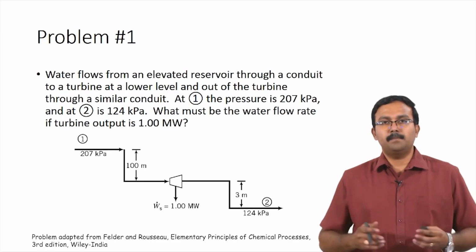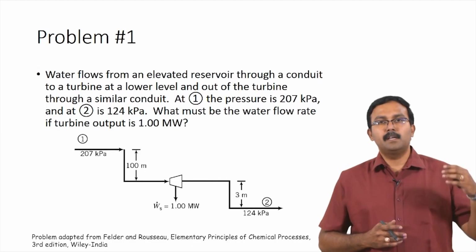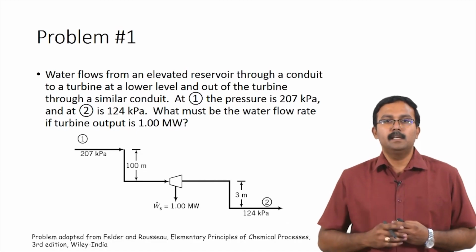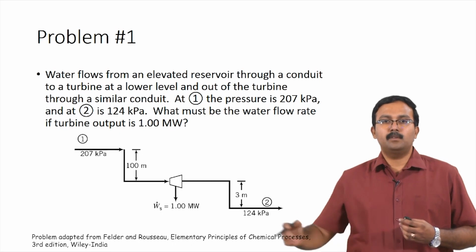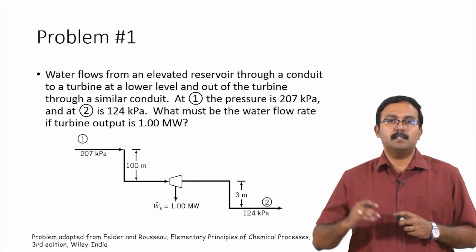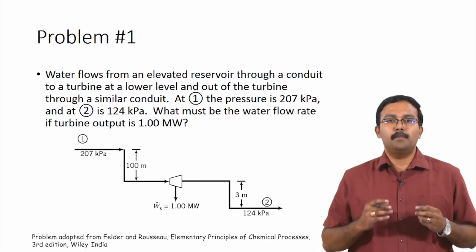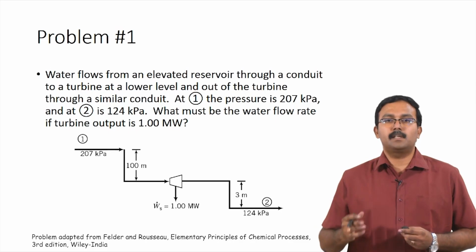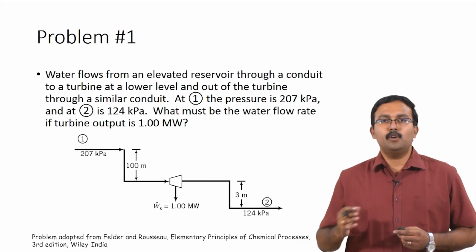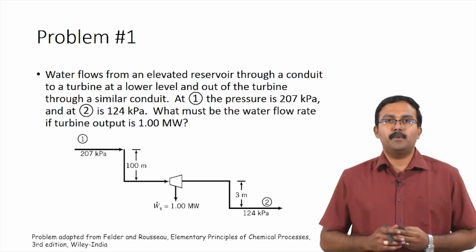So the setup is given. You have point 1 which is at an elevated level. From here the water flows down to the turbine and then it again falls back to the second point. So you have an initial drop of 100 meters and the second level of drop is 3 meters. You also have been given that the shaft work is 1.00 megawatts. So having this information, let us try to perform mechanical energy balance calculations.